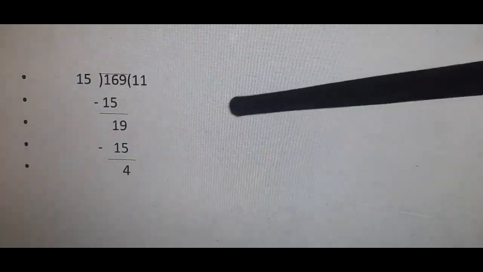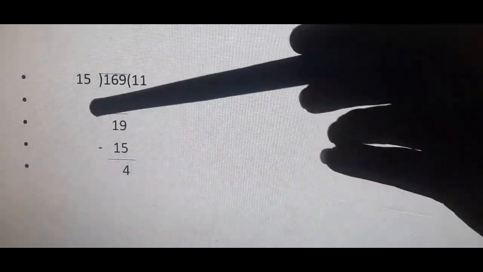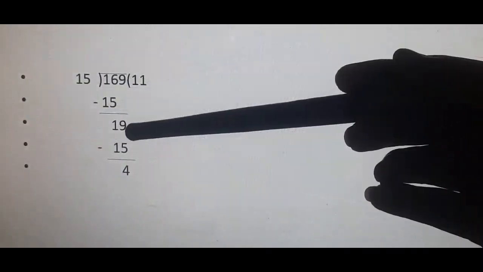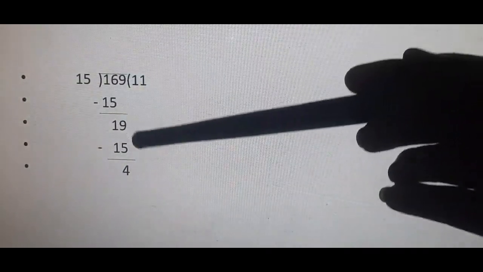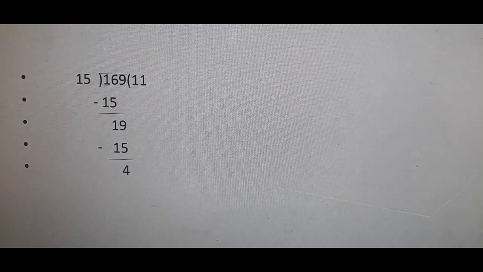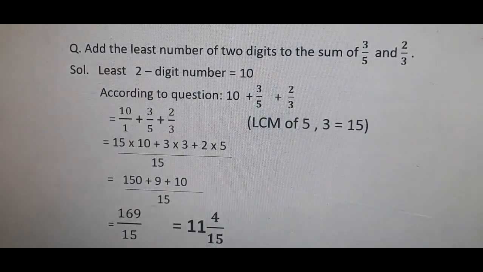Now we will divide because it is an improper fraction. So 169 divided by 15. 15 ones are 15. 16 minus 15, 1. Take the next digit, 9. 15 ones are 15. 19 minus 15, 4. So our mixed fraction is 11 whole 4 upon 15. So write down here 11 whole 4 upon 15.